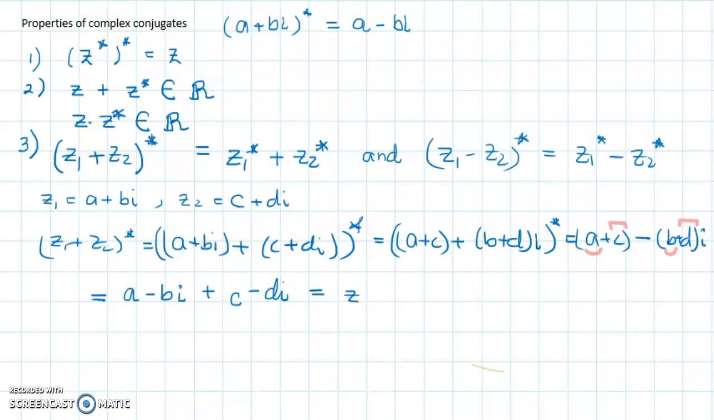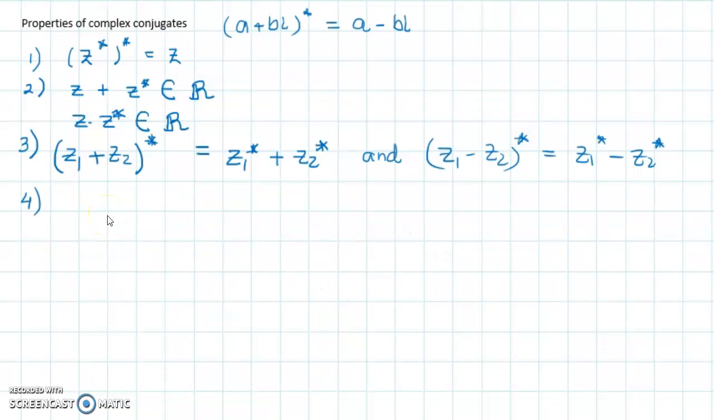And this is actually the first one of my complex numbers, Z1 conjugate, plus the second one of the complex numbers, Z2 conjugate. And that was what we wanted to show. The proof for the difference between Z1 and Z2 is very similar. We just need to change the sign, so I'm not going to write it down.